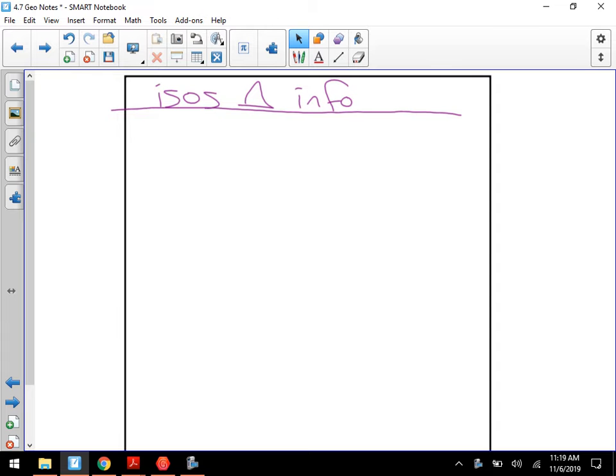Okay. Just usually just call it isosceles triangle info. And the way that I would write something out for this is, if the two sides are the same, then the two base angles are the same.